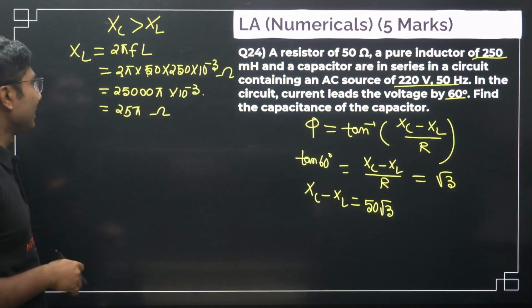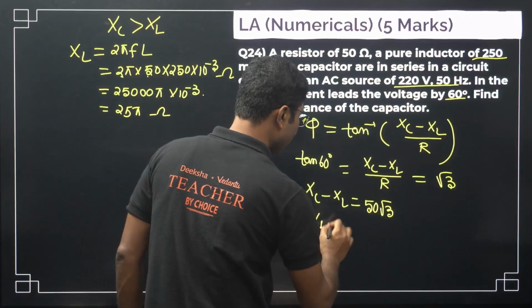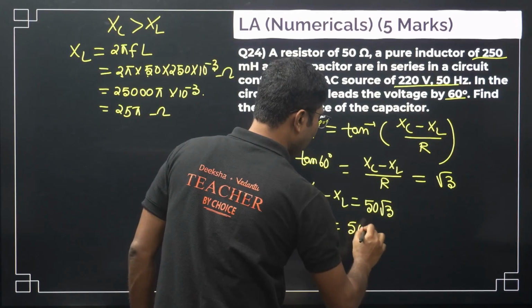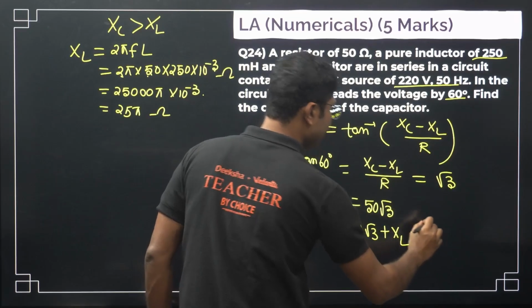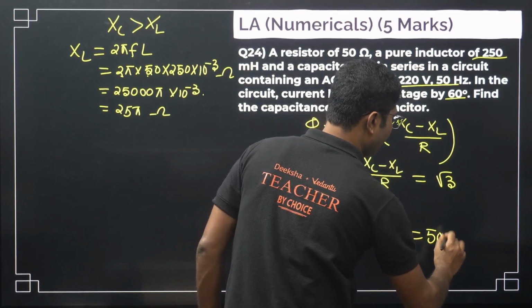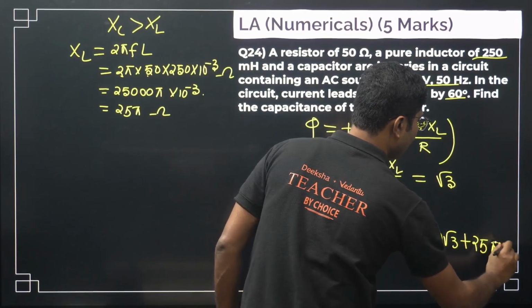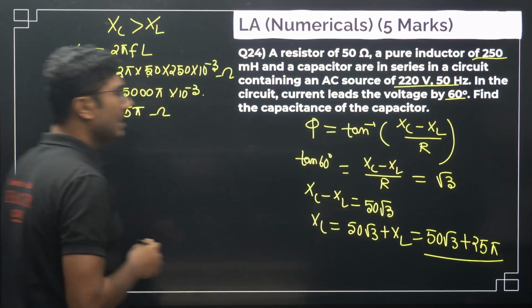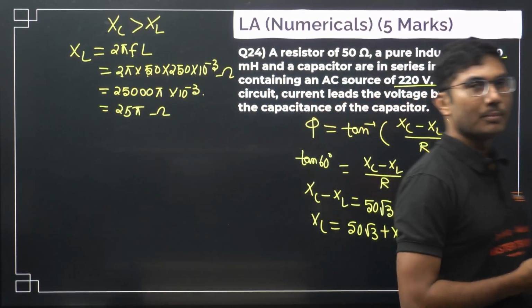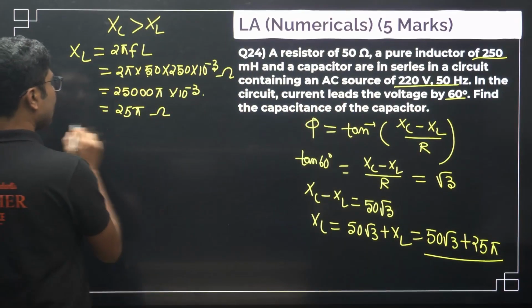25 pi is the XL. Now put that value, so you get XC equals 50 root 3 plus XL, which is 50 root 3 plus 25 pi. Now you have to put these values again. As I said, the questions are easy, formulas are limited, but you need a calculator to solve the exact value. That is the major thing.